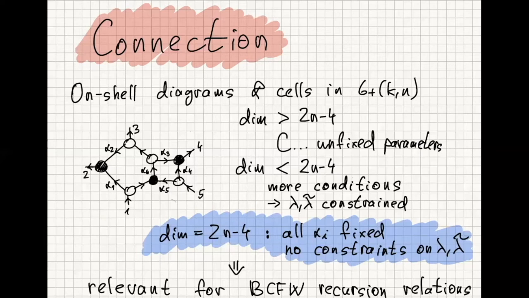But the ones which will be relevant for us are when the dimensionality of the cell is exactly 2n-4, which means that all of the parameters of the C matrix are fixed. All the h variables are fixed in terms of lambda, lambda tilde. And there are no additional constraints on lambda, lambda tilde. And these are exactly the ones which will be relevant, these on-shell diagrams, for the BCFW recursion relations.